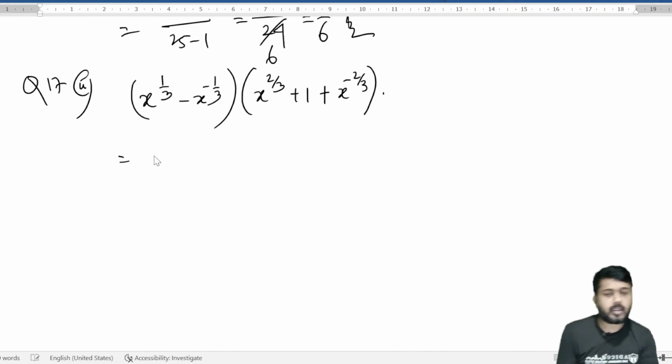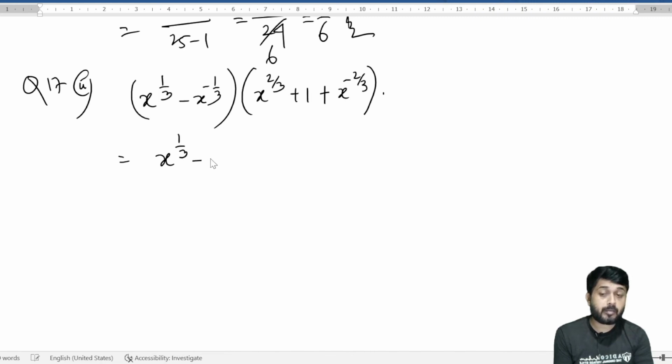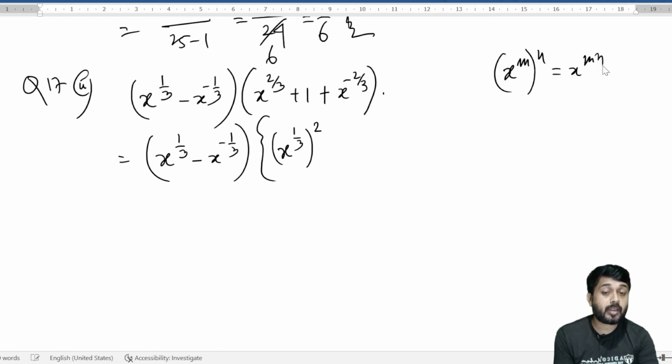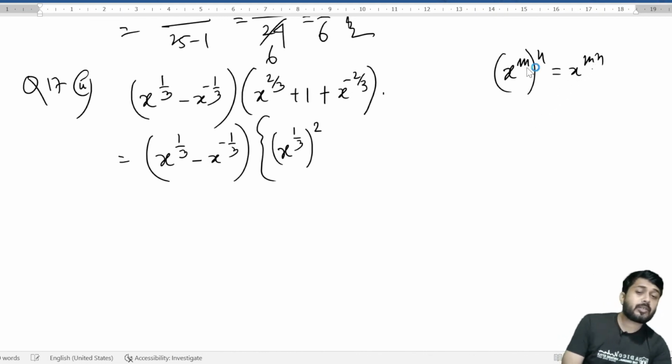Now see, this is actually in the format of a popular formula of algebra. Formula is a cube minus b cube. How is it? I'm showing you. Have patience and see. X to the power 1 by 3 minus x to the power minus 1 by 3. After that, see closely. X to the power 2 by 3. Am I able to write it in this way? X to the power 1 by 3 whole to the power 2. Of course I can, because we did one rule. Can you remember? X to the power m whole to the power n equal to x to the power mn. So in reverse way, am I able to write x to the power mn is equal to x to the power m whole to the power n?